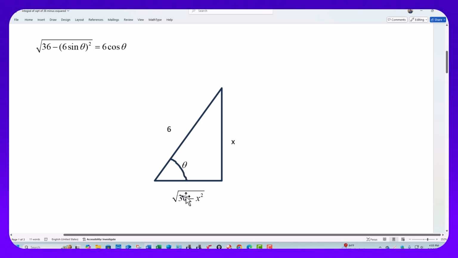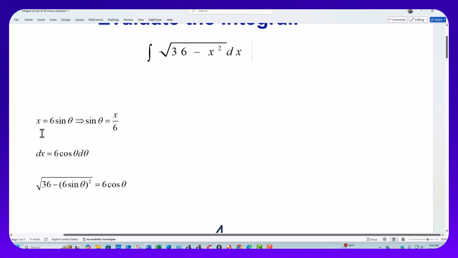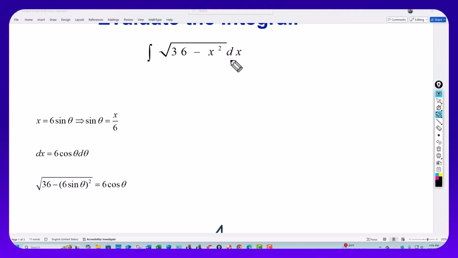And then from that you can form the other side using the Pythagorean theorem. So the sides of this right triangle are x, square root of 36 minus x squared, and the hypotenuse is 6. This side squared plus this side squared should give me the hypotenuse squared, which is 36. So starting this way, take the derivative to get dx. Derivative of sine is cosine. I get d theta here. So dx is equal to 6 cosine theta d theta. So we've got something to replace the dx in terms of theta.